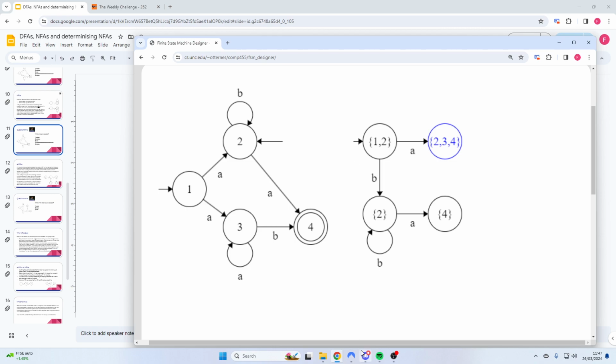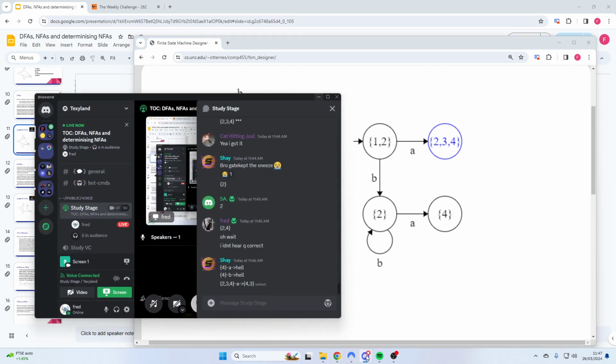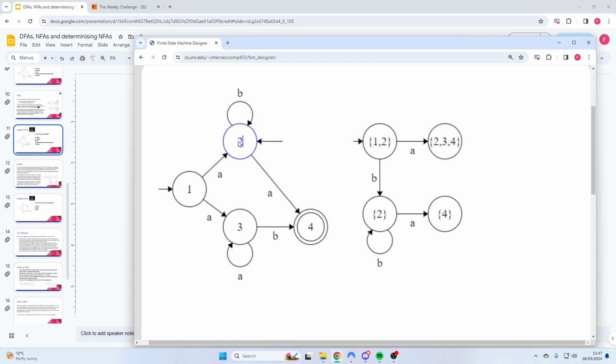Via A. 2 or 4? Oh, I don't know if I just disappeared. 2, 3, 4, A to 3, 4, that's what it says. So let's check. If we're at 2 and we went A, we'd end up at 4. If we're at 3 and we went A, we'd end up at 3. If we're at 4, we can't go anywhere, so it's 3 and 4. So that's good job, Shay.